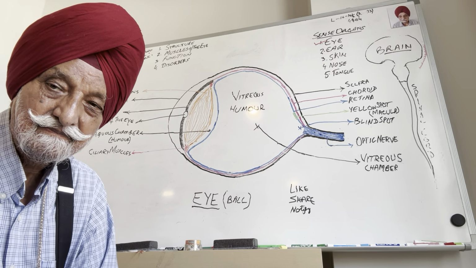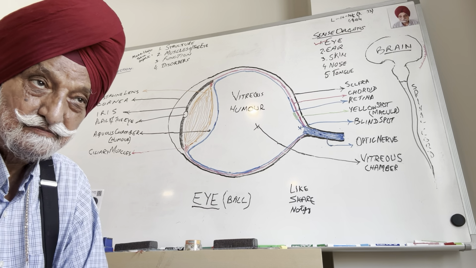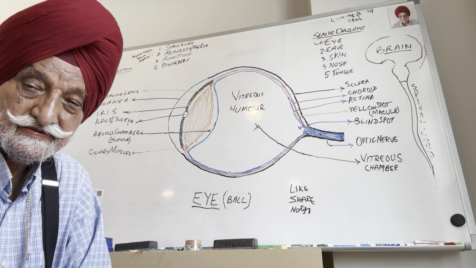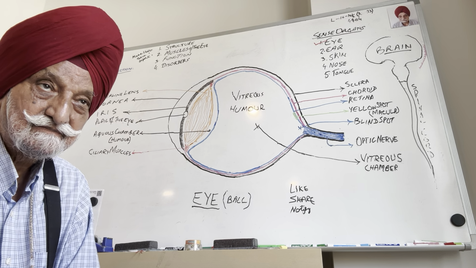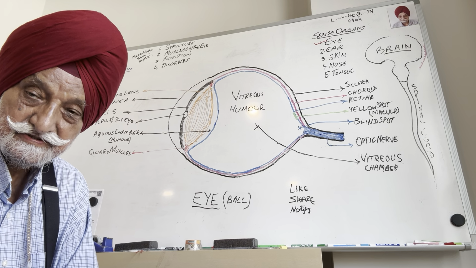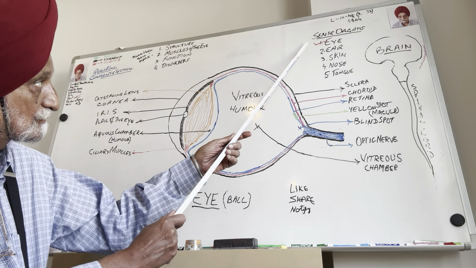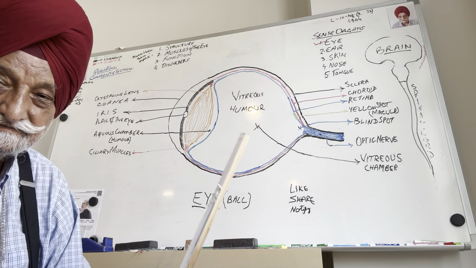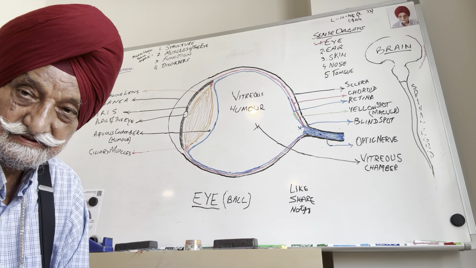GS Paul again, please. I'm going to talk to you about sense organs. If you remember, we are doing the nervous system, and in the nervous system we had the central nervous system, the peripheral nervous system, and sense organs. We have done the central nervous system and the peripheral nervous system, and now we are dealing with the sense organs, which are the eye, ear, skin, nose, and tongue. Now, we'll be talking about the eye today.